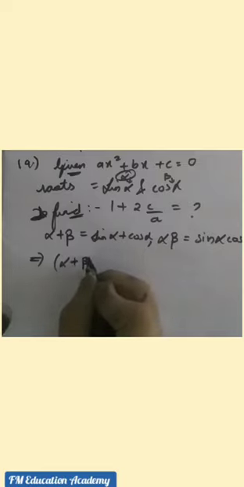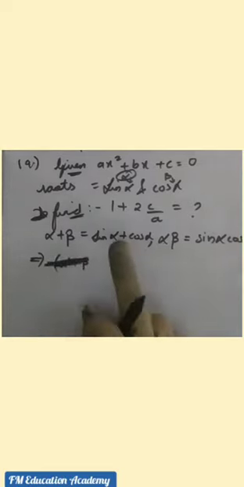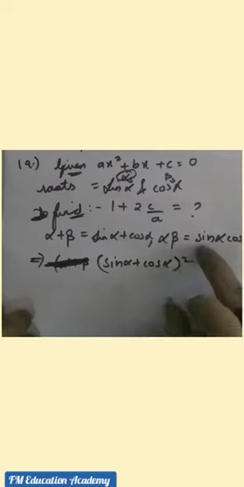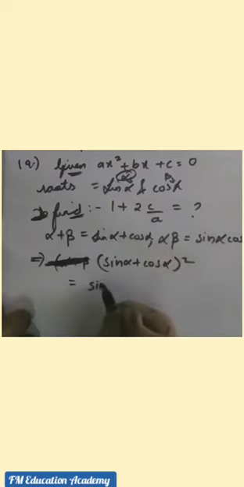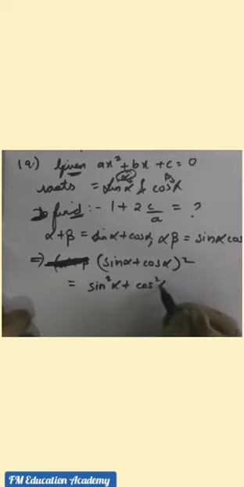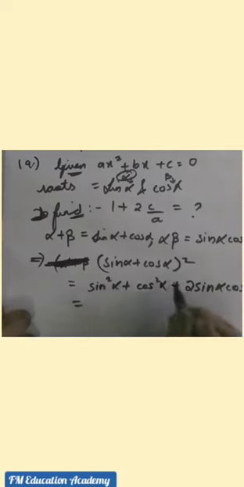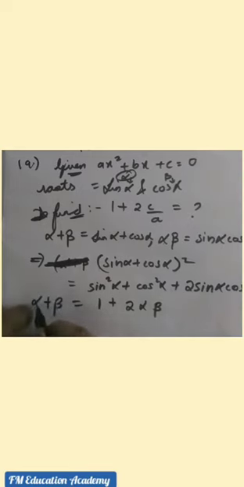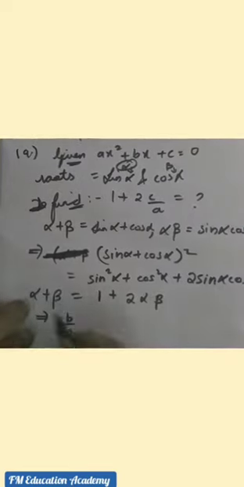Take sine alpha plus cos alpha and square it. It is of the form a plus b whole square. What is a plus b whole square? A square, that is sine square alpha, plus b square, that is cos square alpha, plus 2 into ab, 2 into sine alpha into cos alpha. Sine square alpha plus cos square alpha is 1, plus 2 into sine alpha into cos alpha is alpha into beta. And sine alpha plus cos alpha is alpha plus beta.